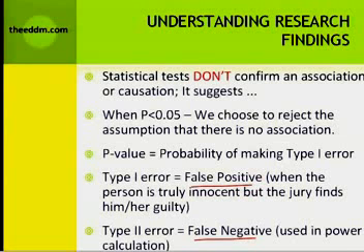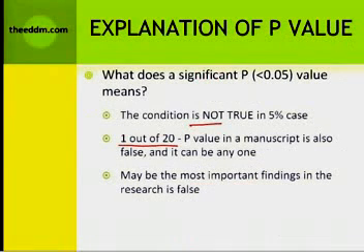So you are accepting 5% of such events when you say your significant p-value is less than 0.05. That means you are accepting a wrong conclusion 5% of the time. That also means 1 out of 20 p-values in the research paper you are reading right now can be false. Right? 5% means 1 out of 20. That also means maybe the most important finding in the research paper you are considering is false.